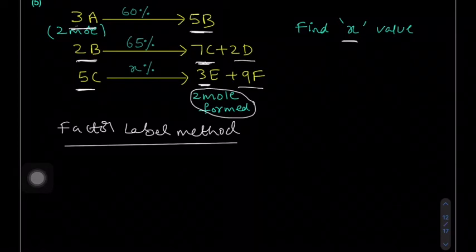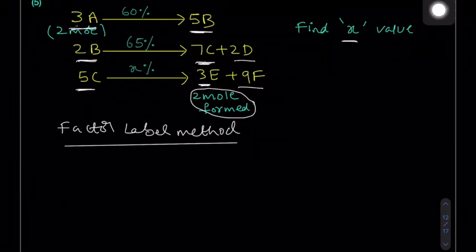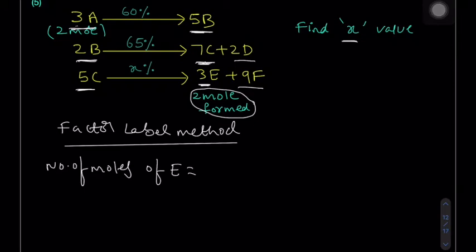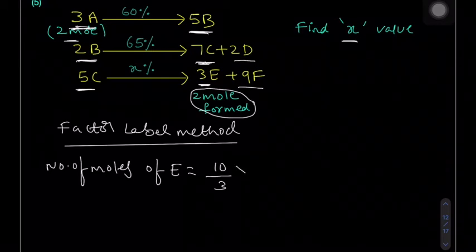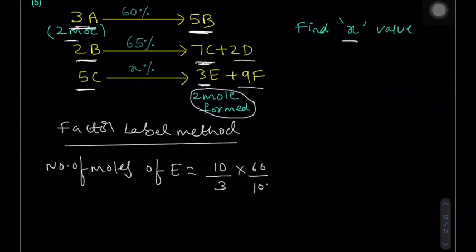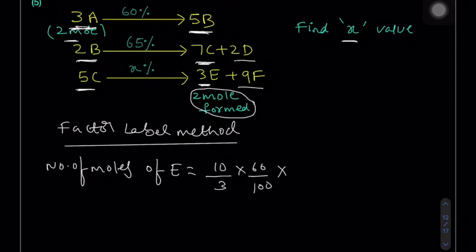Okay. Now directly I am writing the number of moles of E will be equal to, here 3 moles of A will give how many moles of B? 5 moles. Okay. 2 moles of A will give how many moles of B? 10 by 3. The percentage of yield is how much? 60%. This will be the number of moles of B.